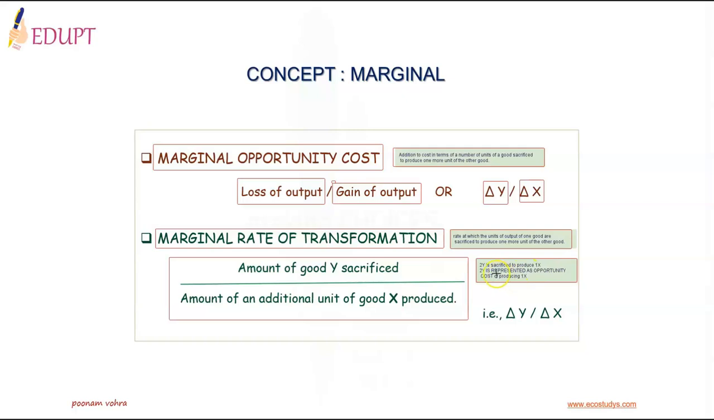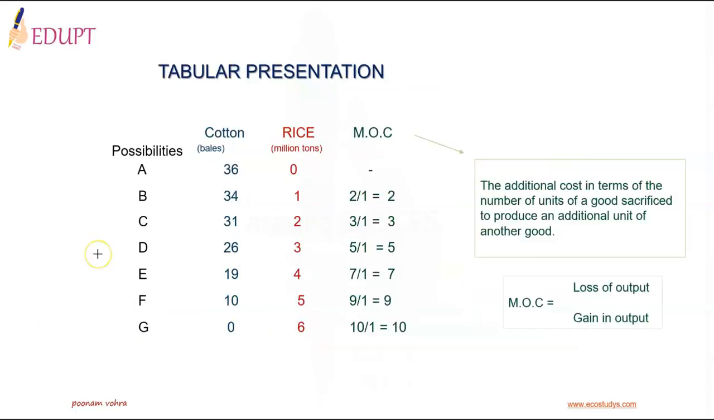Then 2y can be said to represent the opportunity cost of producing 1x. To sum up, the rate of sacrifice, marginal rate of transformation and marginal opportunity cost convey the same meaning in the context of the production possibility schedule. We have just understood the meaning of the term opportunity cost.